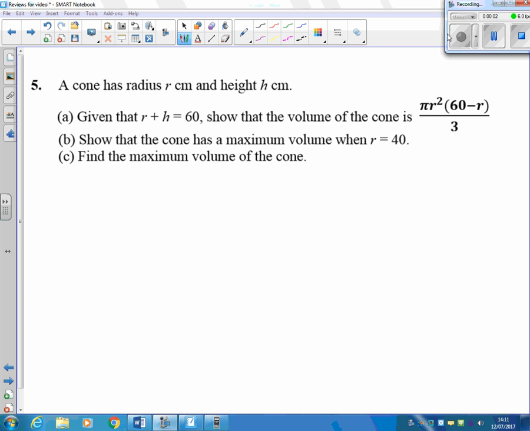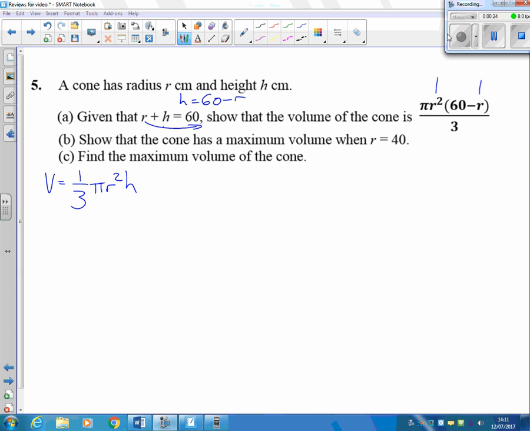Question 5, similar idea, but this time we're talking about a cone. So we need to know the volume of a cone formula. The volume of a cone formula is 1/3 pi r squared h. Well, we want to get everything in terms of r, but this thing here's got an h in it. So let's just say h is equal to 60 take away r.